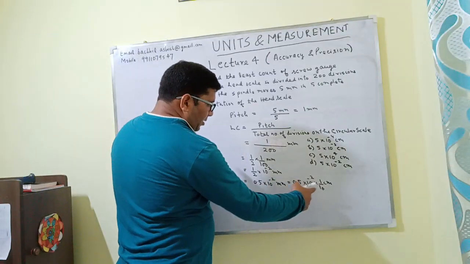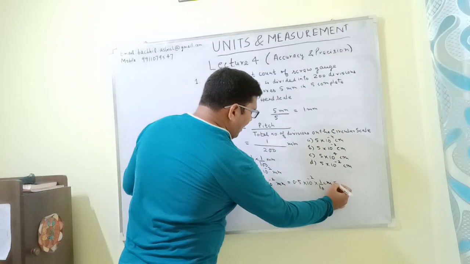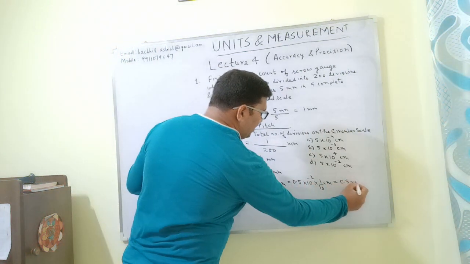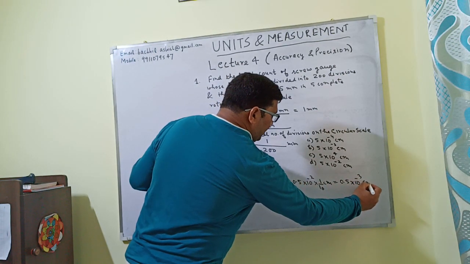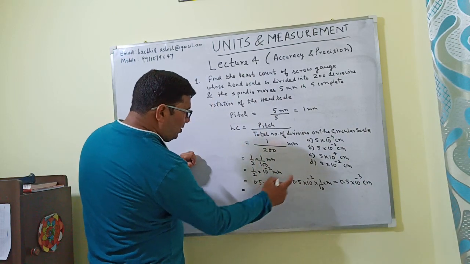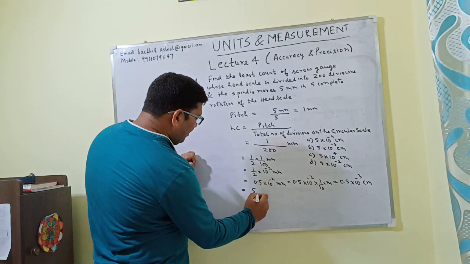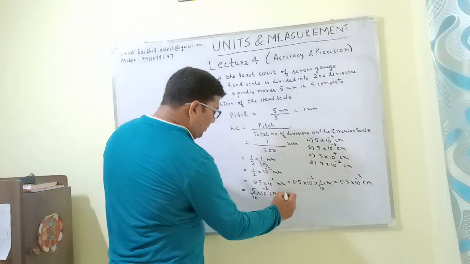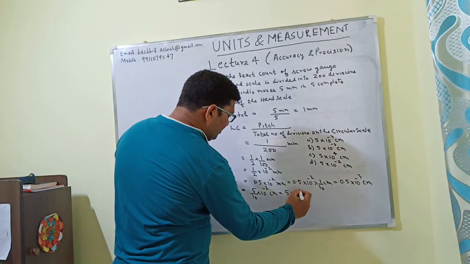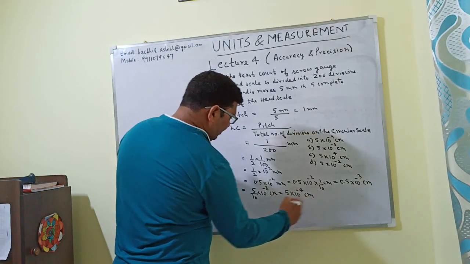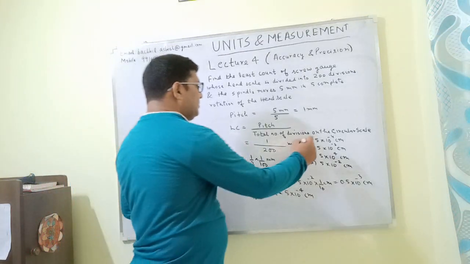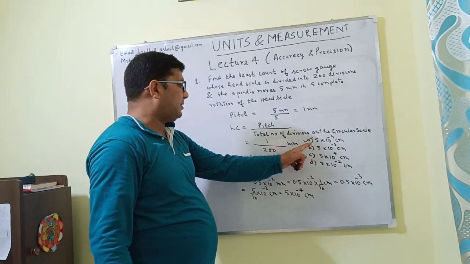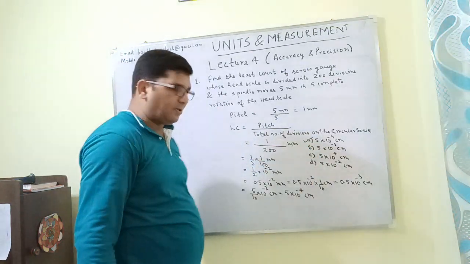So we are getting this value as 0.5 into 10 raised to the, now this 10 will go up, so it will become minus 3 centimeter. Now 5 can be written as 5 by 10 into 10 raised to the power minus 3 centimeter. So this 10 will go up and we will get the answer as 5 into 10 raised to the power minus 4 centimeter. So the correct answer here is alternative A, or the first alternative.